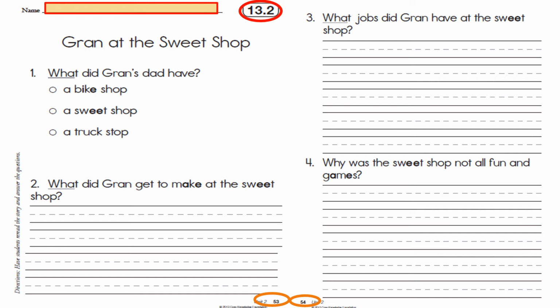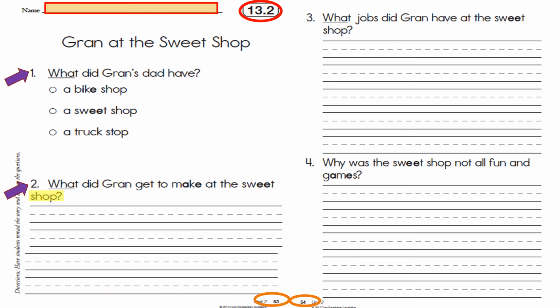Here are your questions for Gran at the Sweet Shop. Number 1, what did Gran's dad have? A bike shop, a sweet shop, a truck shop. Fill in the circle next to the best answer. Number 2, what did Gran get to make at the sweet shop?